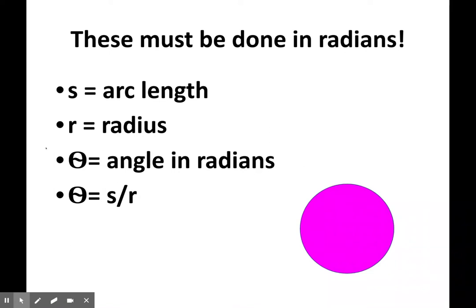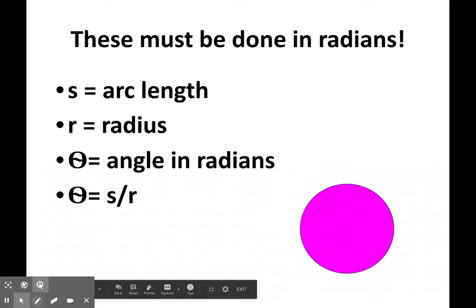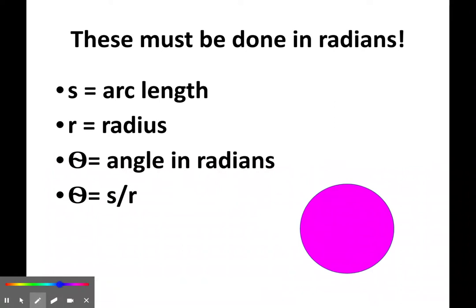So the first symbol that we have is arc length. And so if we're looking at a circle and we want to look at arc length, so we have the center of the circle. Arc length just means how far are you traveling around the circle. So what is that length there? And that symbol is S. We also have radius, which is going to be the distance from the center to the outside. And the angle in radians we can find by S divided by R.